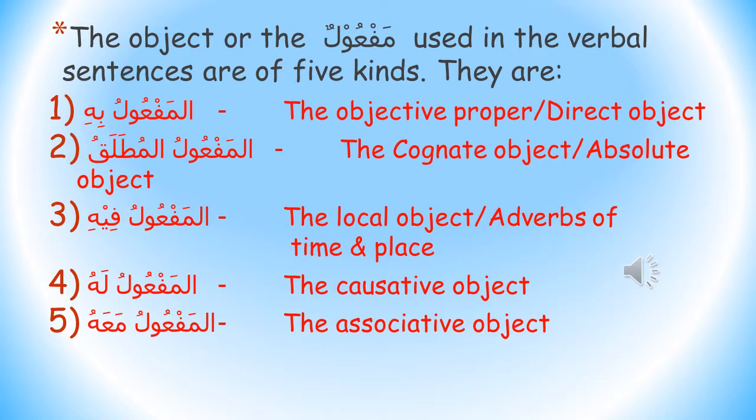Al-maf'ul mutlaq means the cognate object or the absolute object. Al-maf'ul fihi, the local object, in which the adverbs of time and place are used as an object. The fourth one, al-maf'ul lahu, the causative object. Causative object means the reason. The fifth one, al-maf'ul ma'ahu, the associative object.